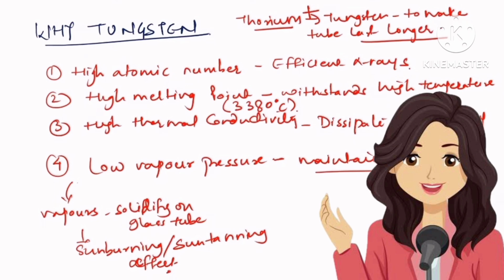So I hope you understood the importance of tungsten. Why are we using tungsten? Because it has a high atomic number, high melting point, high thermal conductivity, and low vapor pressure. High atomic number gives efficient X-ray production. High melting point because it withstands high temperature. High thermal conductivity, it will dissipate heat created during X-ray production. Low vapor pressure, it maintains the vacuum inside the X-ray tube.